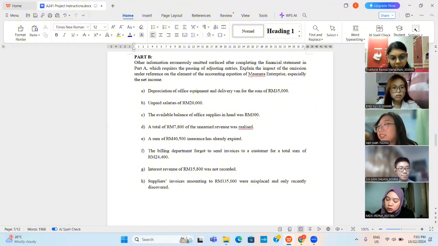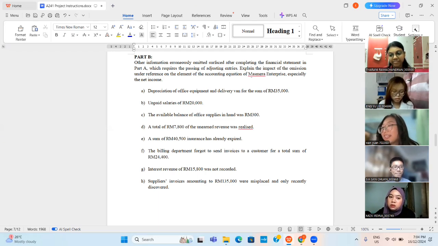And for question G, interest revenue of RM 15,800 was not recorded. It changes the assets and the equity. Assets are increased because cash or accounts receivable increase, and equity is increased because the revenue increased net income. The net income impact is an increase of RM 15,800 as the revenue is recognized.